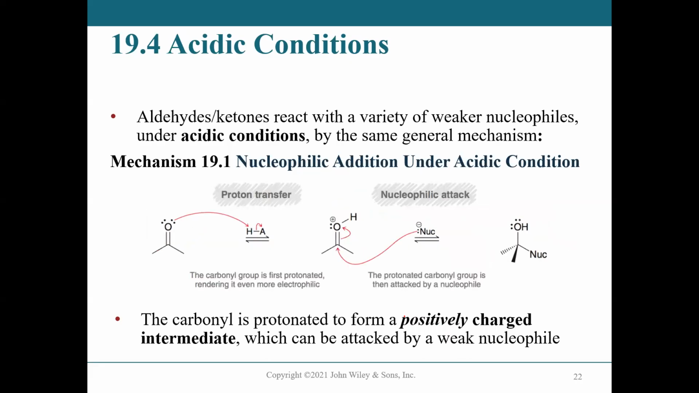So aldehydes and ketones react with a variety of weaker nucleophiles under acidic conditions by the same general mechanism. So here, this is under acidic conditions, right? There is a proton transfer from the acid, followed by the nucleophilic attack. So the carbonyl is protonated to form a positively charged intermediate. So before we formed a negatively charged intermediate, but we're forming a positively charged one because we have an acid in there.